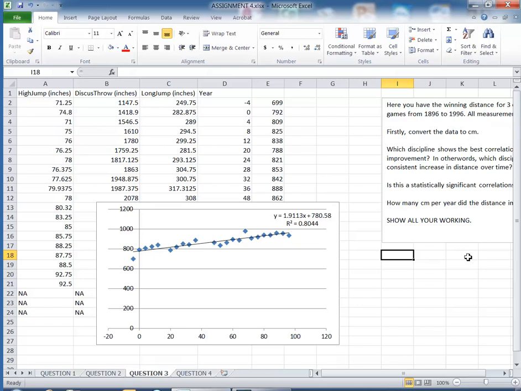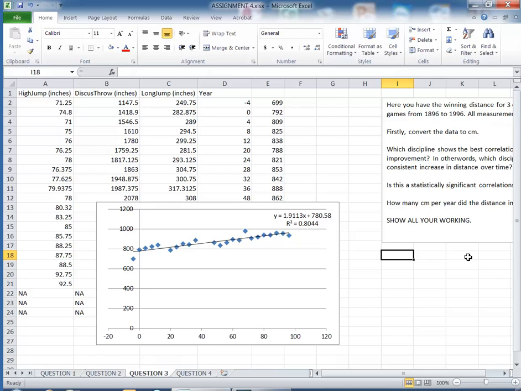The equation tells us how much extra distance did the jumpers achieve each year. That's this number before the x. That's the slope of this line. This equation is the equation for this line. The number before the x is the slope of the line. The number at the end there, 780.58, is where that line meets the y-axis. It meets it with y equals 780.58. So if we just substitute in any number for x, we'll get the distance that is predicted based on this model for that year.